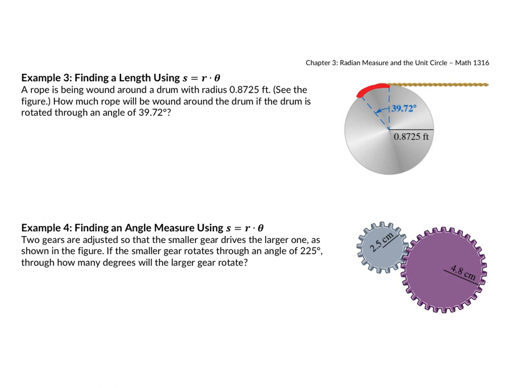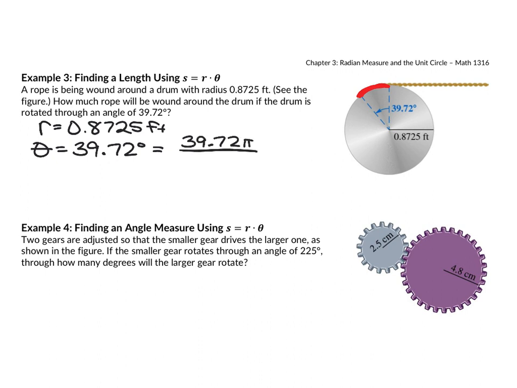Again, I like writing down what I'm given just to make sure I have enough information. The radius is 0.8725 feet. The angle measurement is 39.72 degrees. And my spidey senses go off that to find arc length, that needs to be changed into radians. So I multiply that times pi over 180. And just for ease, we're going to leave it as 39.72 pi divided by 180 for this problem. Just because that's a decimal, I don't love reducing that by hand. So we're just going to leave it like this.